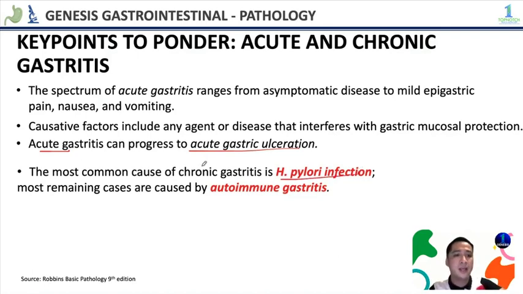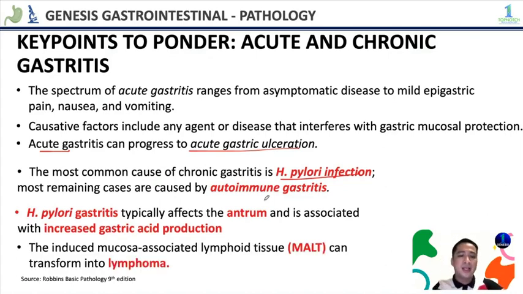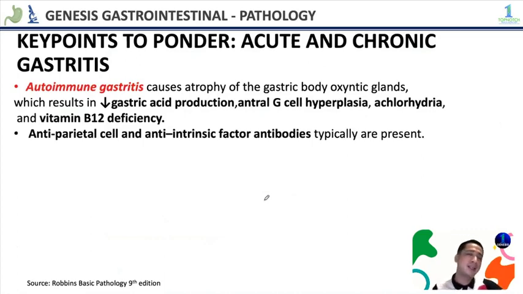And the remaining causes are autoimmune gastritis. H. pylori has a predilection for the antrum and is associated with increased gastric acid production. The induced mucosa-associated lymphoid tissue, or MALToma, can transform to lymphoma. So dalawang cancer na, adenocarcinoma and lymphoma, associated with H. pylori infection. So another one, kamukha ng kanina, autoimmune gastritis, atrophy of the gastric body oxyntic glands.